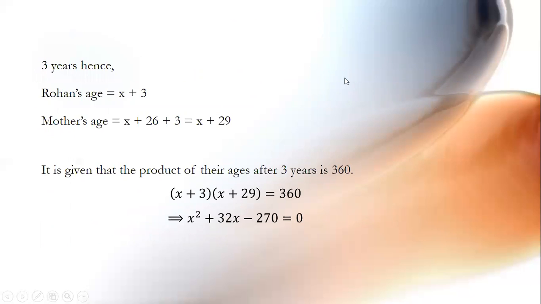3 years hence, Rohan's age is going to be x plus 3. 3 years hence means after 3 years. So now mother's age is going to be x plus 26 plus 3, which is x plus 29. It is given that product of their ages after 3 years is 360. So x plus 3 into x plus 29 is 360. When we solve them, we will get x square plus 32x minus 270 equal to 0. We have formed the equation. We are not required to solve in this question.